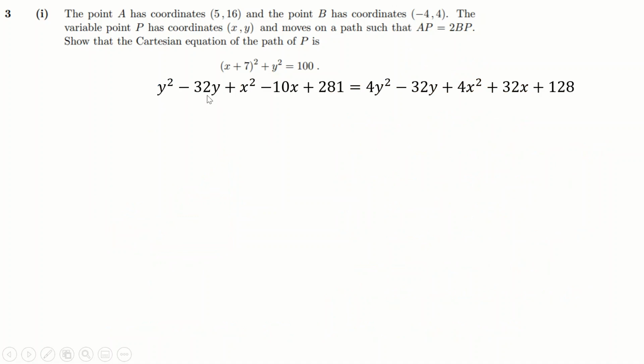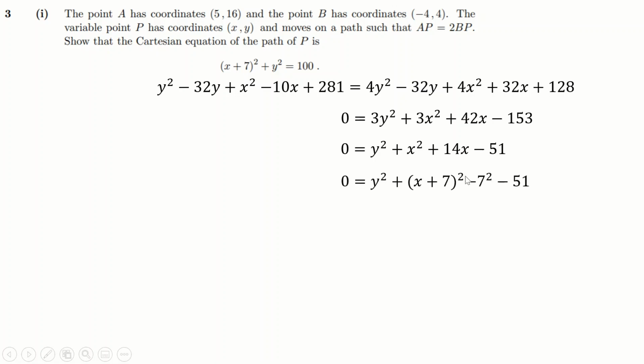Take away y squared from both sides, add 32y, and so on. I think you end up with this, which is looking good. These all go into 3, so divide by 3, looking good. Notice how they've got it in completed the square x form, so let's do that. Half that number is x plus 7, take away 7 squared. That happens to be 49, which makes this beautifully 100. Add 100 to both sides, and I get exactly what I was asked for.